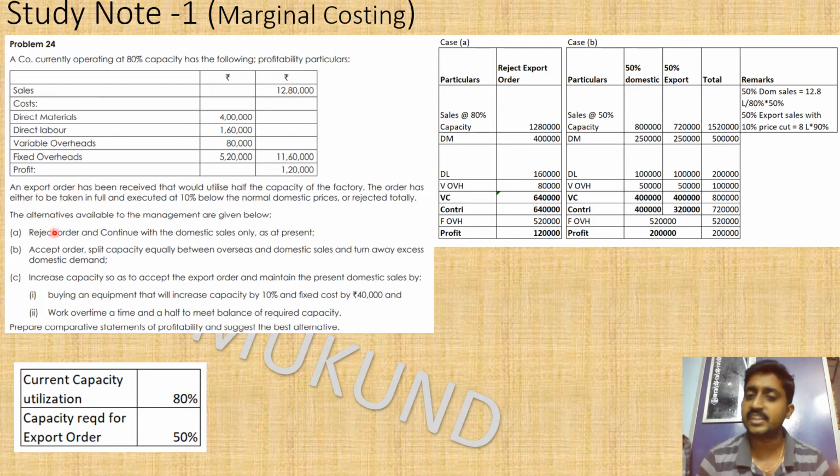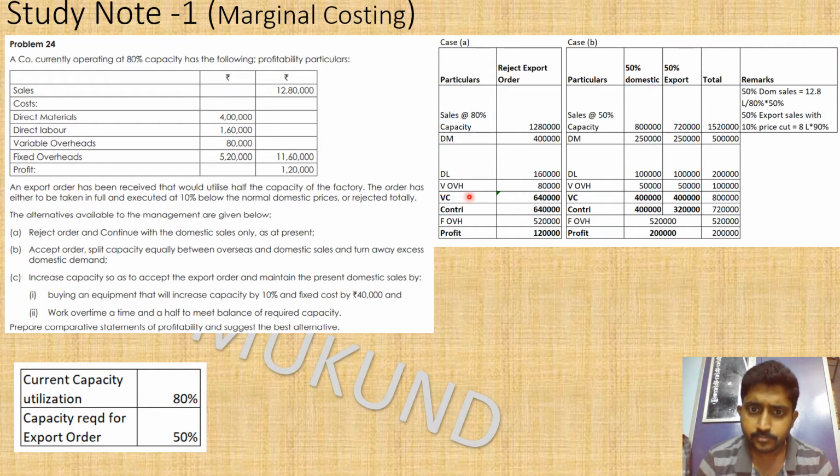First option, we are rejecting the export order, which means we are going to do the domestic sales, which is already given in the table. This is the table that is given in the question. We are just going to convert it into the marginal cost statement. Sales is given as 12.8 lakhs, direct material 4 lakhs, direct labor 1.6 lakhs, variable overheads 80,000. Total all the variable costs, and you will get the total variable cost.